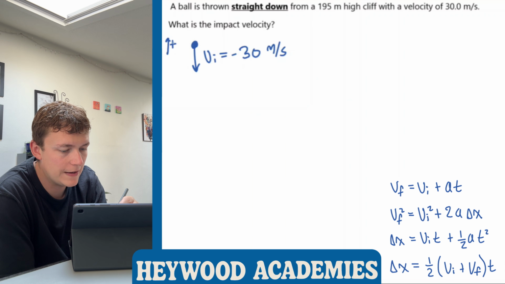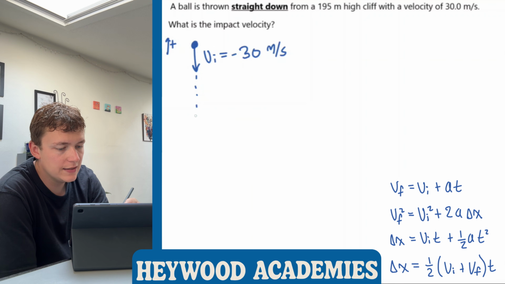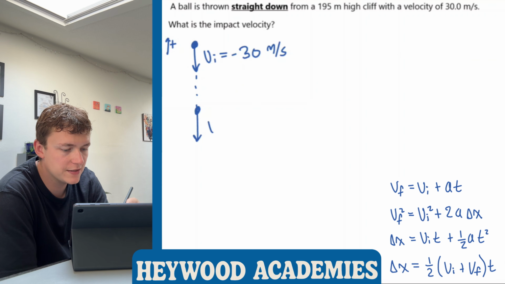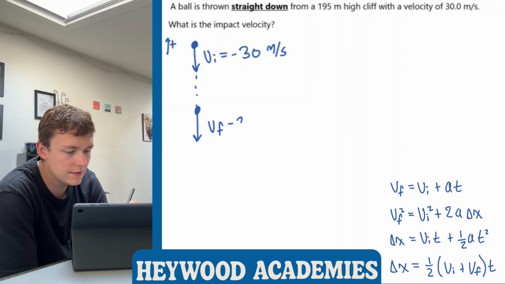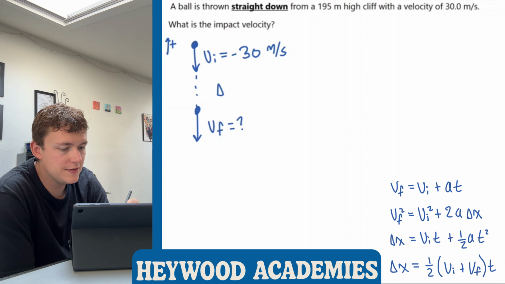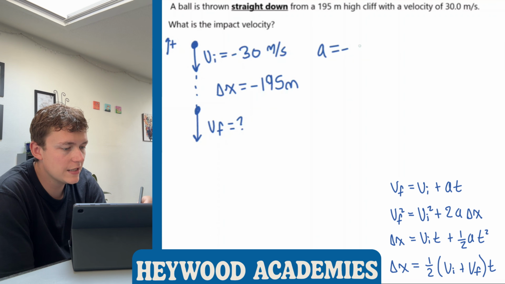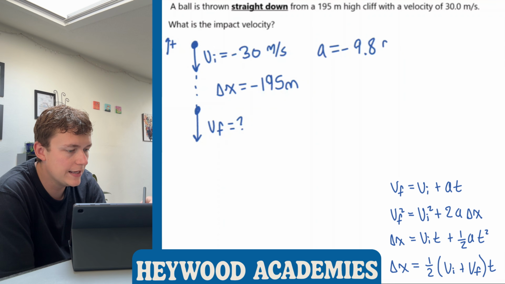I can draw my little positive over here. And then a little bit later we'll be down here, and we'll be going even faster, but we're not sure what that speed is yet. That's what we're trying to solve for. And the displacement that they gave us is also negative, 195 meters. And then we've got our acceleration as negative 9.8 meters per second squared.